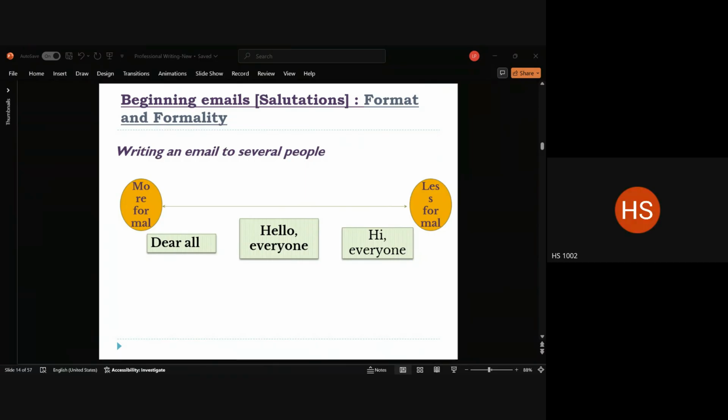Yeah, Gurpreet, go ahead. Ma'am, I start with dear all. But that's what I'm saying. If there are hierarchically distinct people in that group, dear all is a general thing, which means everyone you're writing to is on the same level for you.